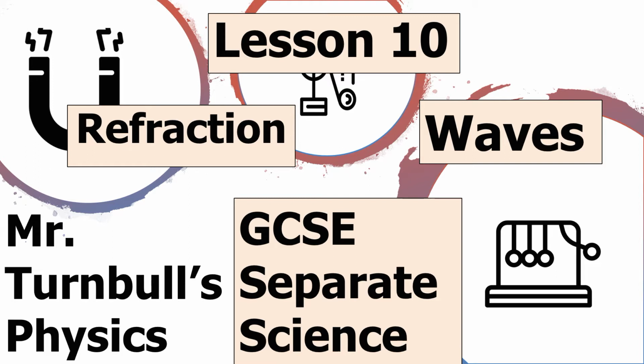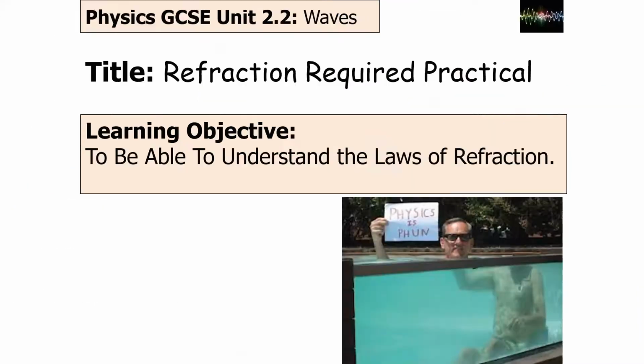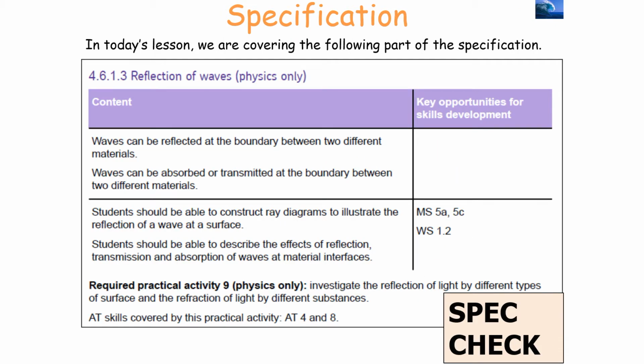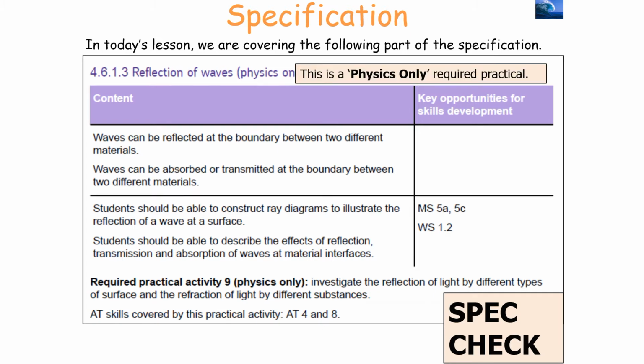So in today's lesson we're going to look to understand the laws of refraction by looking at the refraction required practical, which if we're successful and we learn in today's lesson means we'll be able to detail the process of refraction, understand that refraction is due to the difference in velocity of the waves in different substances, and construct ray diagrams and wavefront diagrams to illustrate the refraction of a wave at the boundary between two different media, which falls into the following part of the GCSE Separate Science Physics specification: 4.6.1.3, reflection of waves and including refraction, which is only part of the physics topic or the separate science course.